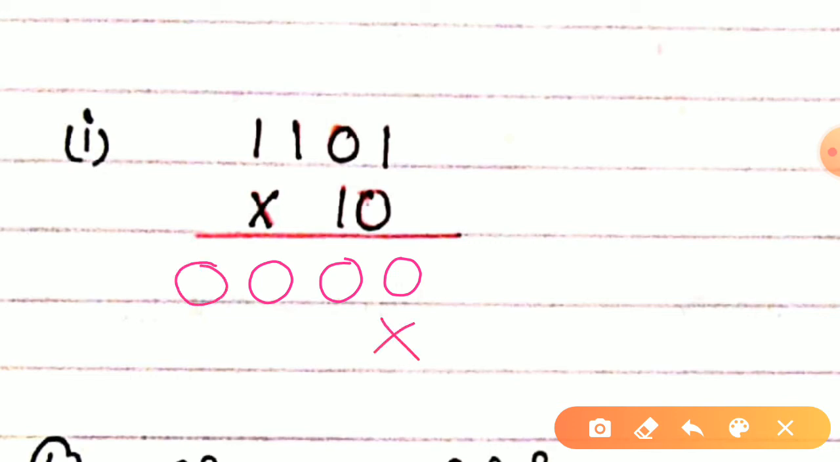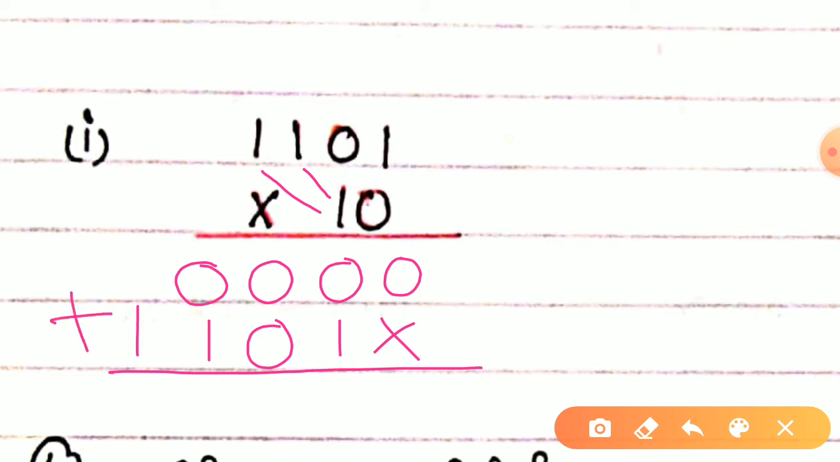Now multiply. 1 into 1 is 1, 1 into 0 is 0, 1 into 1 is 1, and this 1 into 1 again 1. Right, now you have to add these two quantities with each other. So 0, simply 0 we are getting. 0 plus 1 is 1, 0 plus 0 is 0, 0 plus 1 is again 1, and over here also 1. So 11010 is your correct answer.